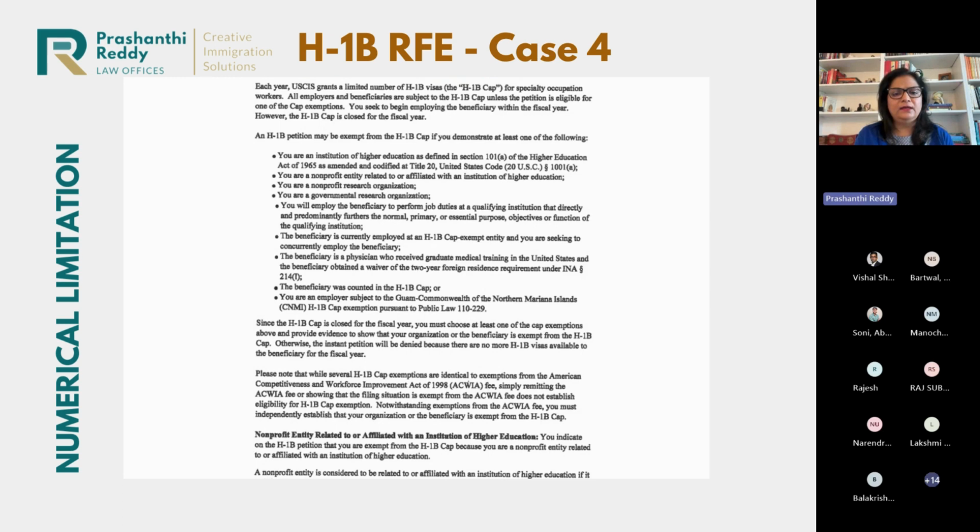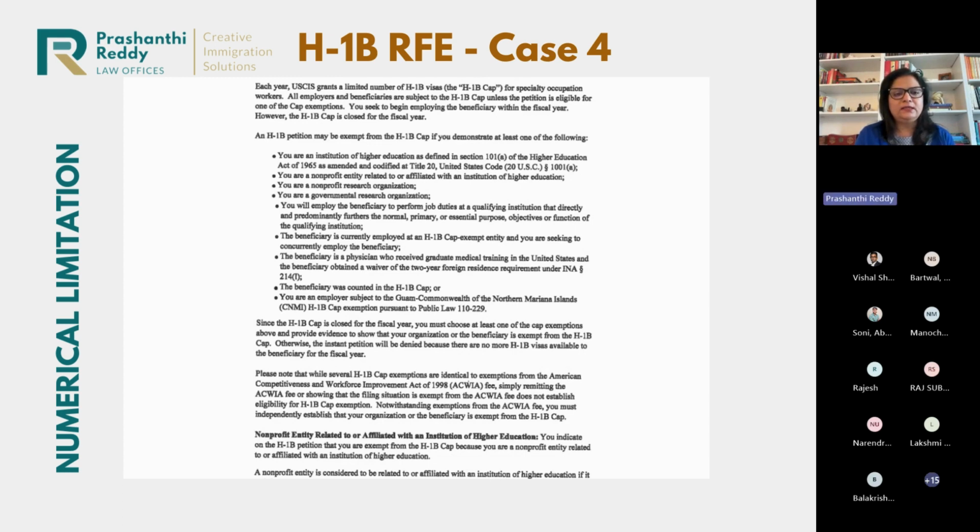is over. There are various other exemptions. If you have counted towards the CAP before, or if you are on a J1, you could be CAP exempt if you're a doctor on a J1 and you've received a J1 waiver. Also, if you're an employer subject to Guam, Commonwealth of the Northern Mariana Islands, CNMI, if you have a company there, then you could be CAP exempt as well.